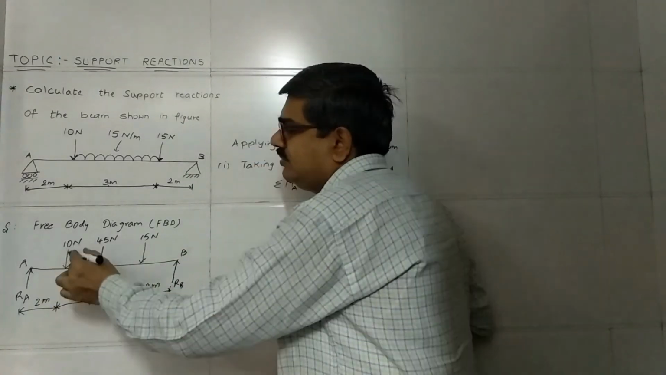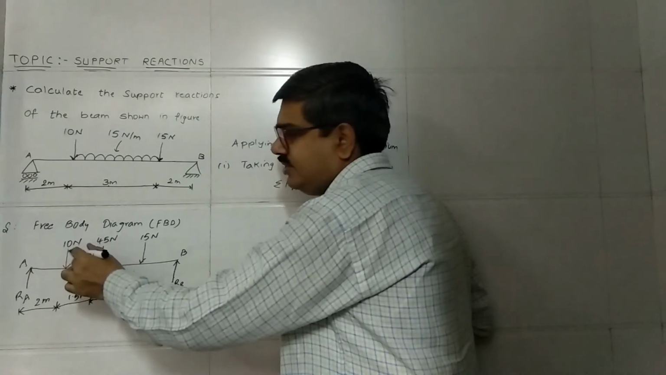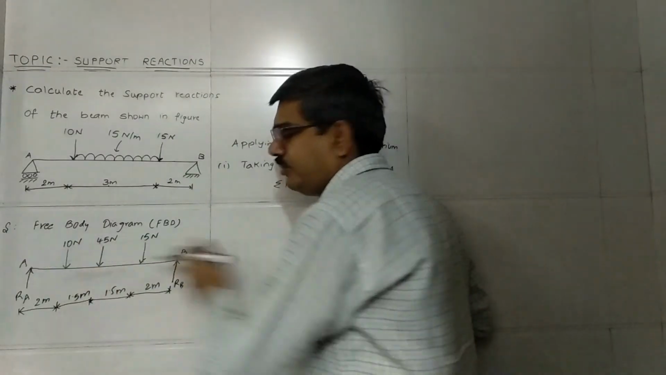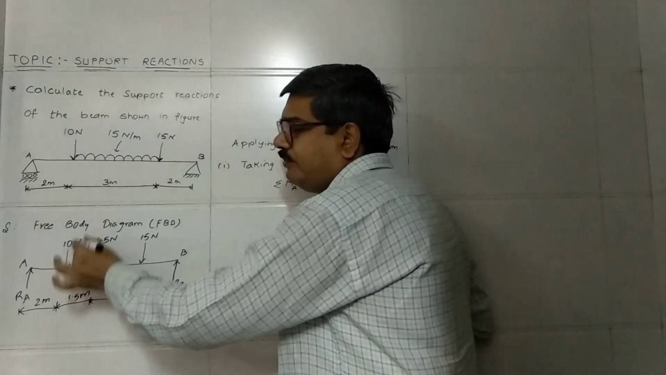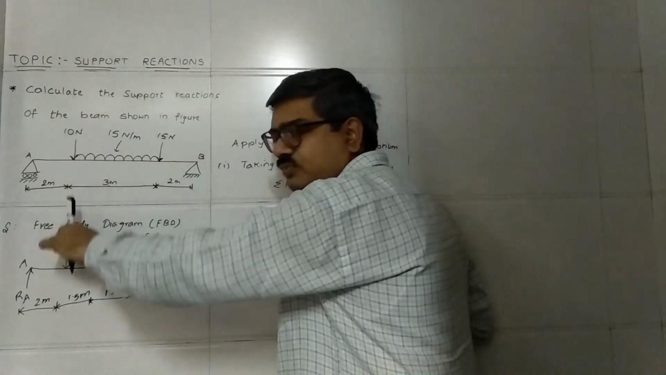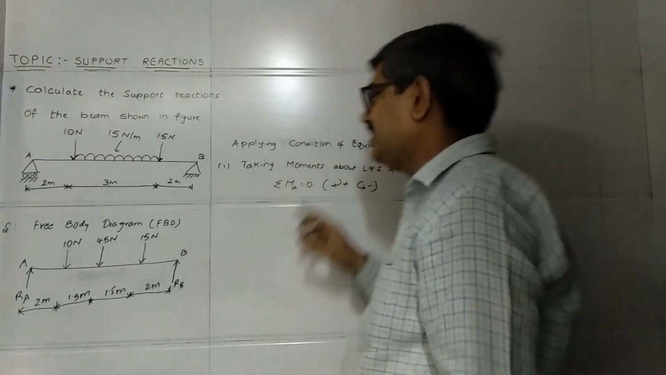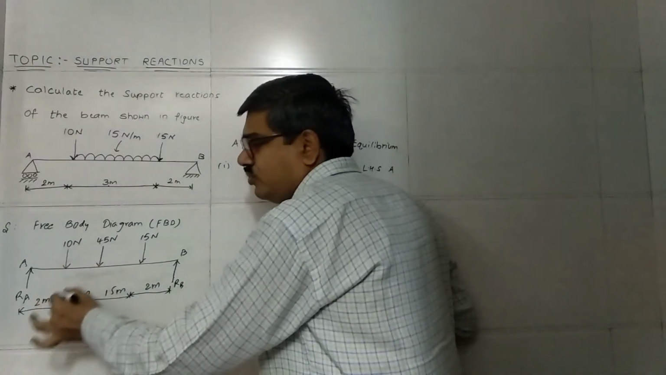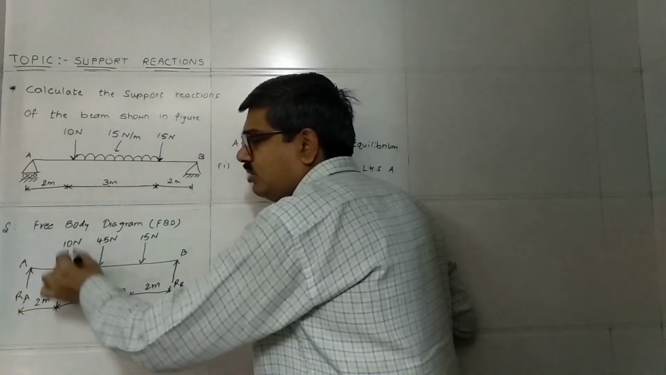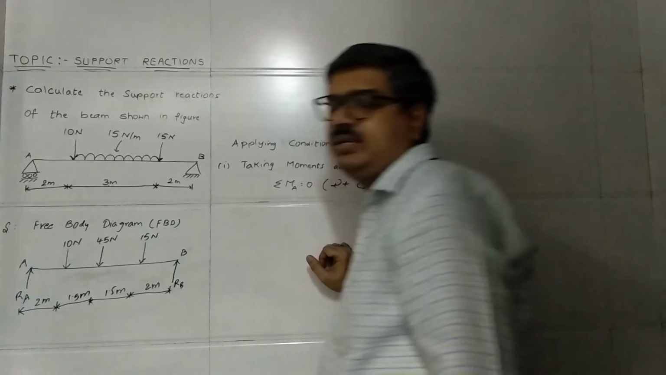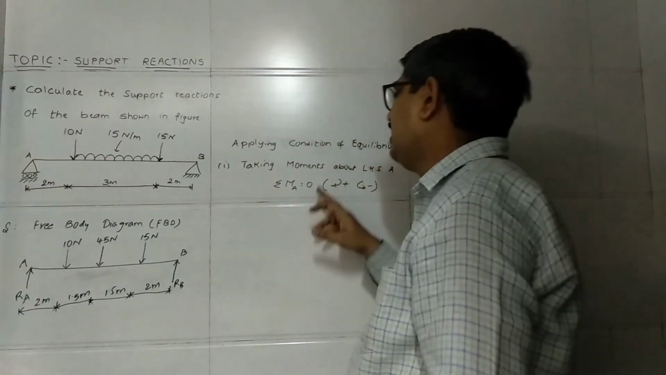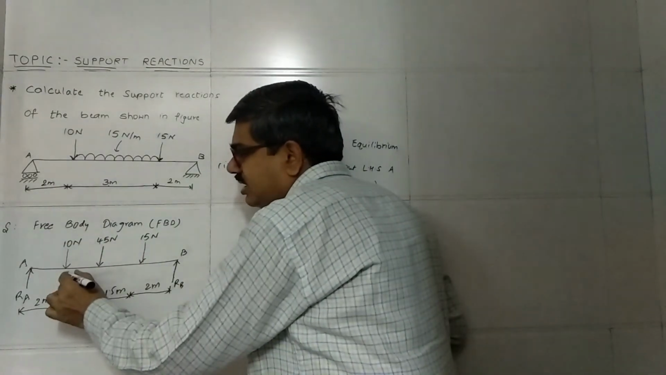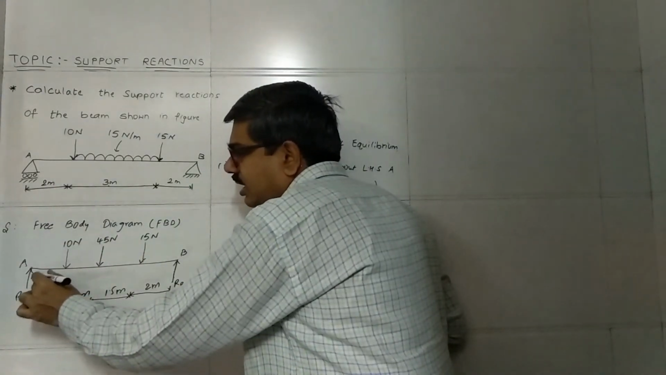First of all, consider this point load, 10 Newton. We'll start from here and proceed from left to right. It is acting downward. Whenever you try to find moment, try to turn that force towards the point about which you are finding the moment. Here we are calculating the moment about point A, so we'll try to turn this 10 Newton force towards point A.